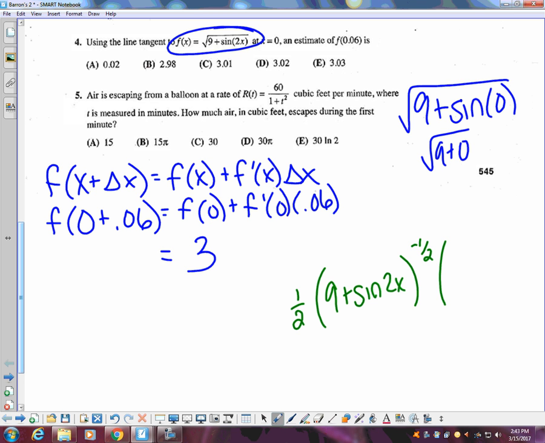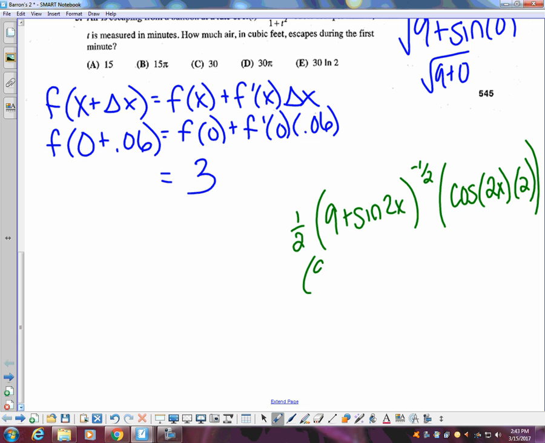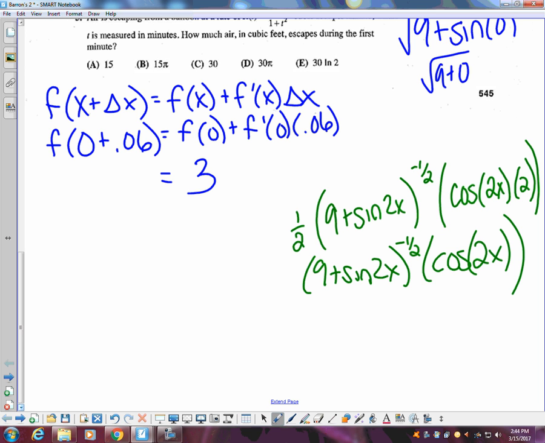The derivative of 9 is 0. Sine would be cosine of 2x times 2. Take your little guys and clean them up. So that'd be a 1, your 1/2 and your 2. So I have 9 plus sine 2x to the negative 1/2 times cosine 2x. So that is my derivative. What do I do with that?